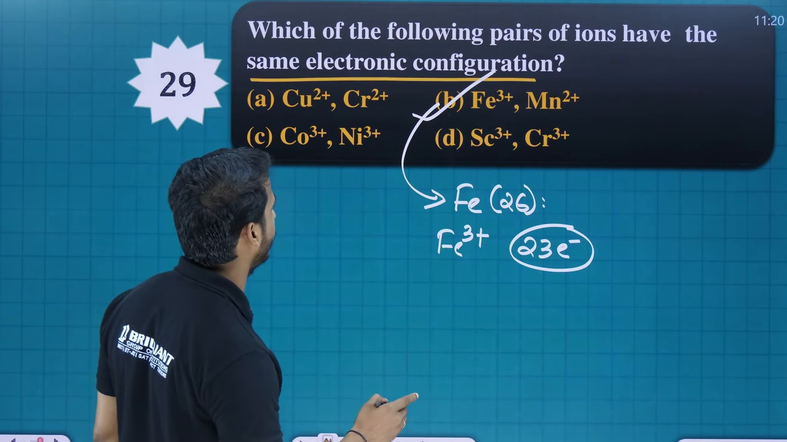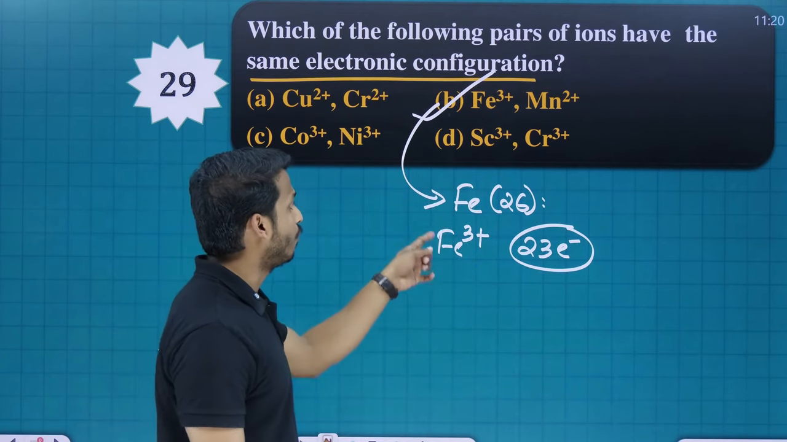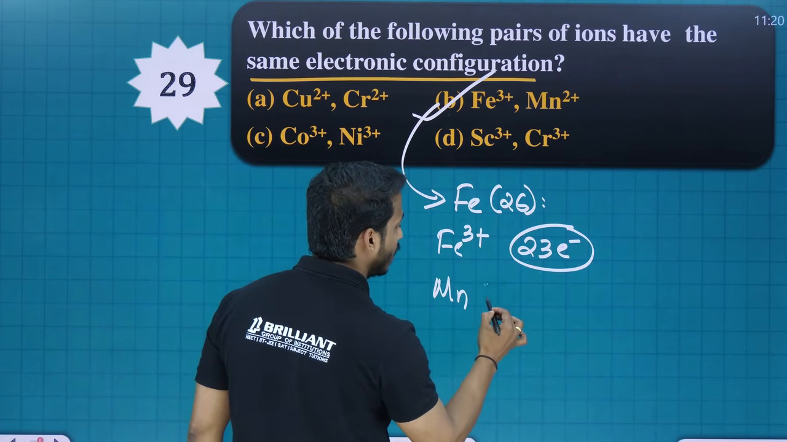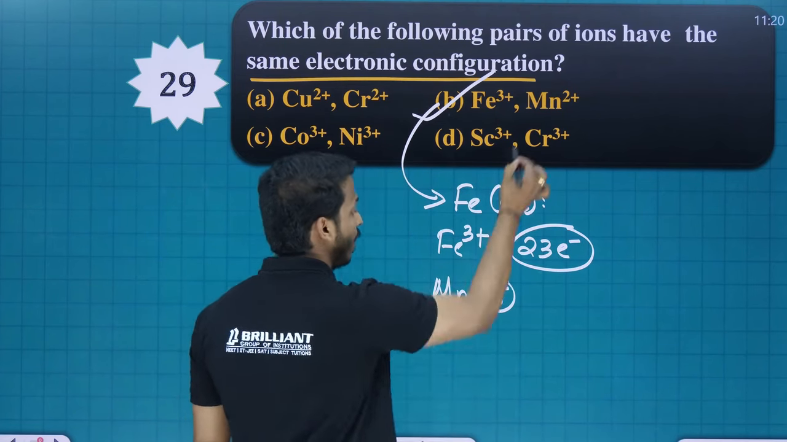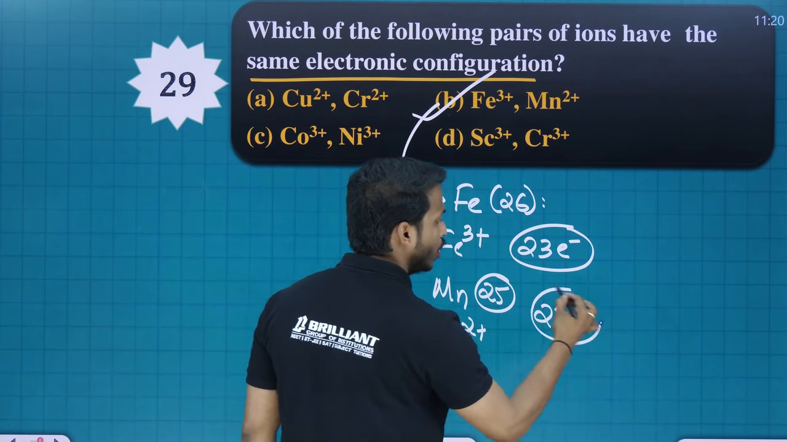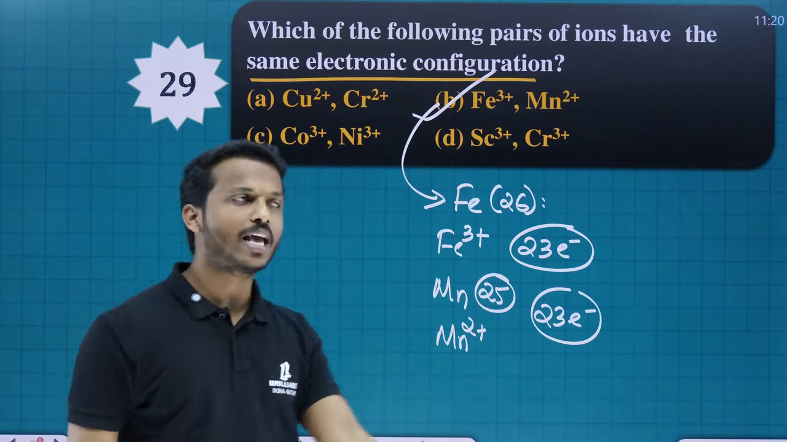Copper, scandium. Okay, let's check it. Fe is atomic number 26, so Fe3+ means only 23 electrons. What about Mn? Mn atomic number is 25. So Mn2+ means what? 2 electrons lost. So that is also 23. If they have the same number of electrons, their configuration will be the same.